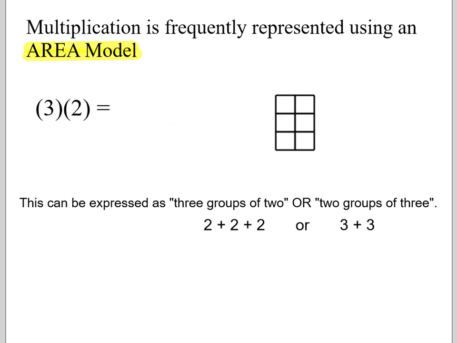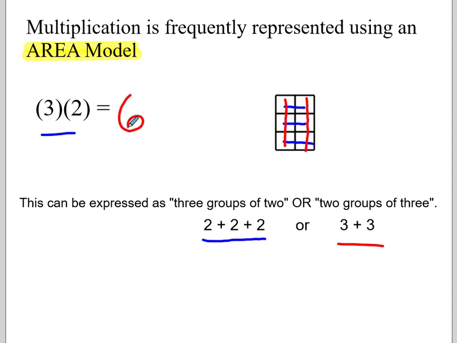So multiplication is frequently represented using an area model. Now you may have a different name for this. Some people call it an array, some people call it a magic box. It doesn't really matter. So what we're doing is we're representing 3 times 2. You can see we can express this as 3 groups of 2 or 2 groups of 3. If you're looking at this one here, 3 groups of 2, you're looking at this direction in your area model. If you're looking at 3 plus 3 or 2 groups of 3, you're looking at the picture this way. It doesn't really matter which one you use, you're going to get the same answer. And the answer here, of course, is 6.